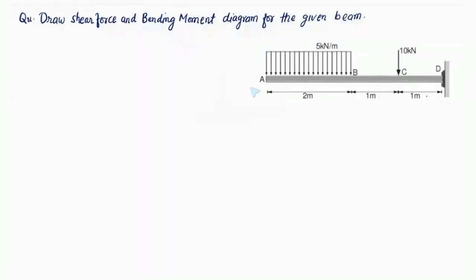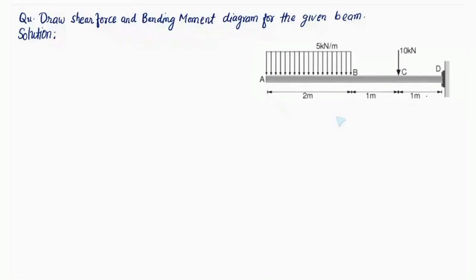Hi friends, we have got a cantilever beam AD over here and there are loadings acting on the beam as shown in the figure. The first loading is a uniformly distributed load of load intensity 5 kilonewton per meter acting on the length of 2 meter, and there is a point load of 10 kilonewton acting at point C, which is a distance 1 meter from fixed end D. So we need to draw shear force and bending moment diagram for this particular beam.